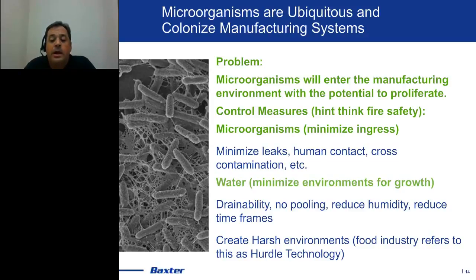So when we talk about ingress, it's things such as leaks, human contact, cross-contamination. When we talk about water, controlling it through means, of course, minimizing, but that's often not possible in a lot of systems where you need water to make your solutions. Then you need to worry about drainability, pooling of that water, how long that water sits around. And where possible, if you can create harsh environments during your manufacturing, then you can minimize the potential for proliferation. The food industry uses this regularly. They call it hurdle technology, putting as many obstacles in the way of the microorganisms as possible.